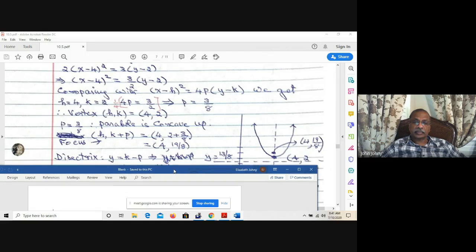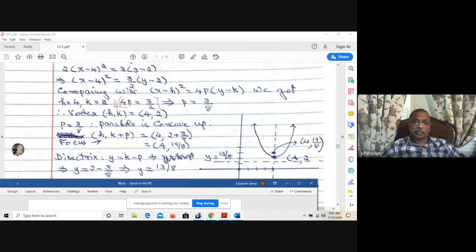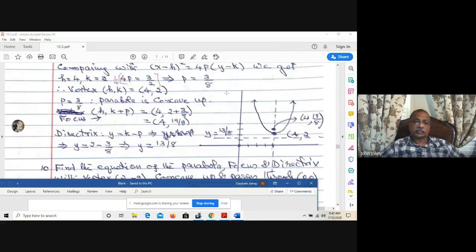And then directrix is y is equal to k minus p. That is y is equal to 2 minus 3 over 8. p is 3 over 8. That is y is equal to 13 over 8. So this line is y is equal to 13 over 8. This point is 4, comma 19 over 8, and the parabola is concave up. Axis is this line. What is that line? x is equal to 4. So x is equal to 4 is the axis.